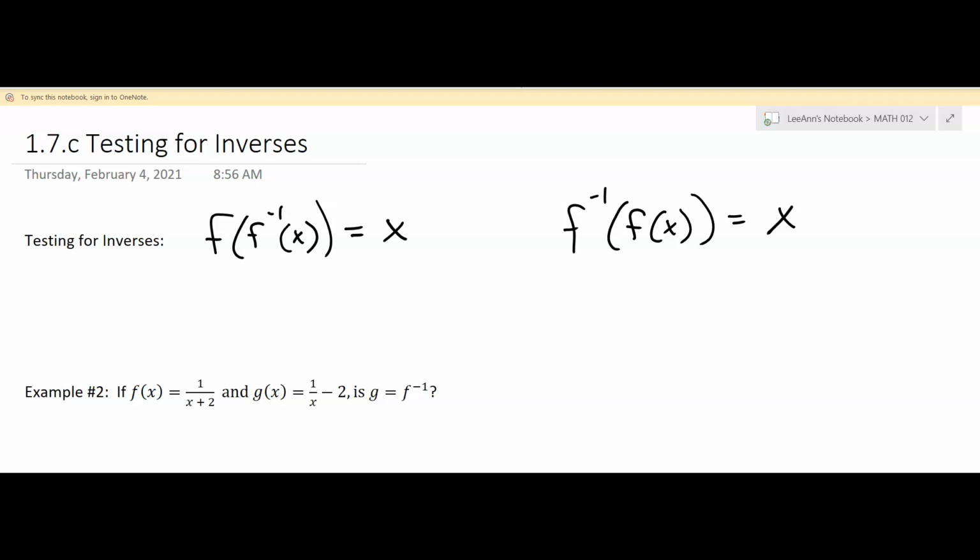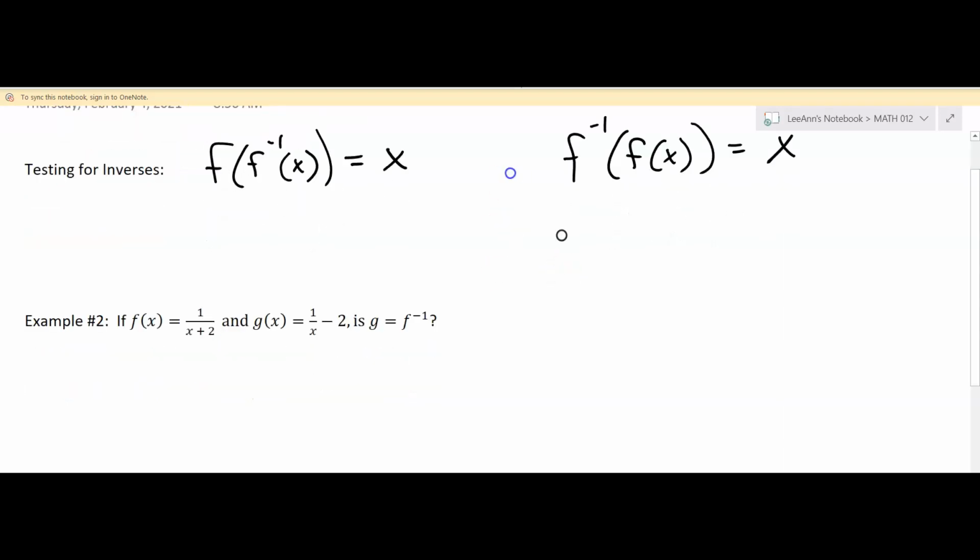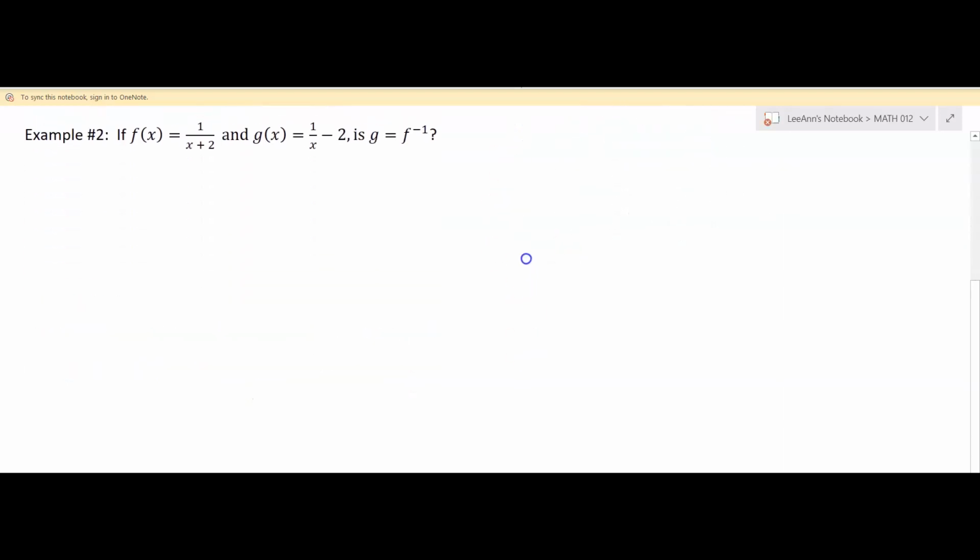So, all right, let's see what functions we have. Okay, we've got f and g. Now, they want to know if g is equal to f inverse. So what I'm going to do is I'm going to do f of g of x. I'll do that first. And then if I have to, I'll do g of f of x. Okay, so I'm going to write it that way. And I'm checking to see if g is an inverse, if it's f inverse. Okay, so here we go.